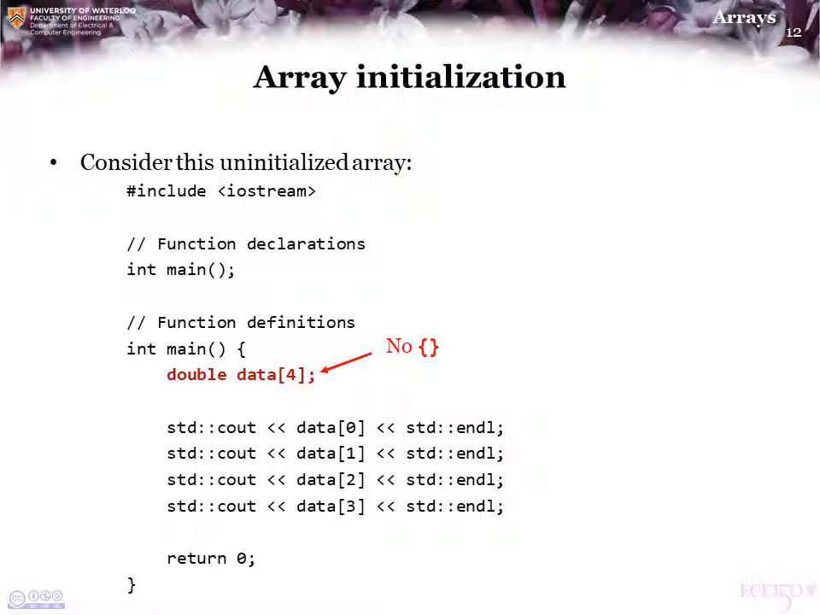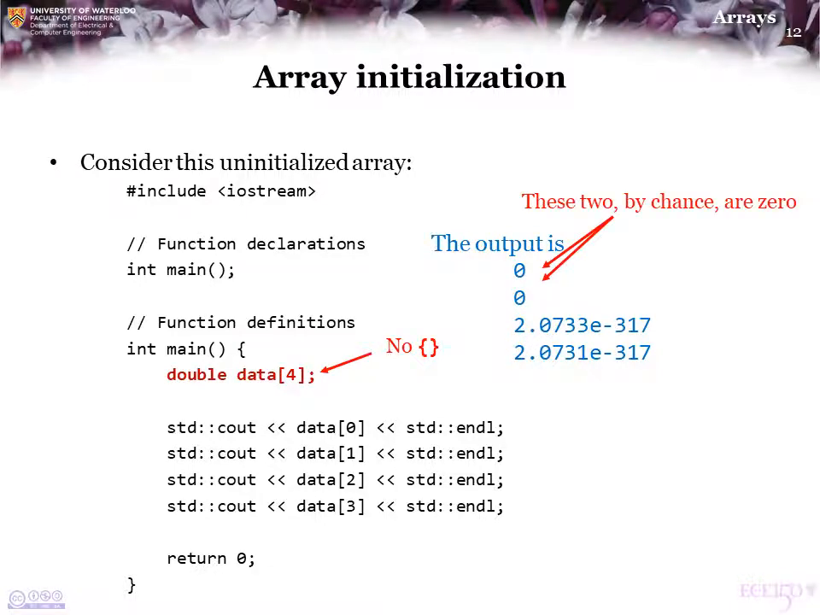If we compile and execute this program, we get some rather interesting output. It's only by chance that these first 2 entries are 0 because none of the 4 entries were initialized with any value. So whatever bits, 0s and 1s are there, are interpreted as 4 different doubles.